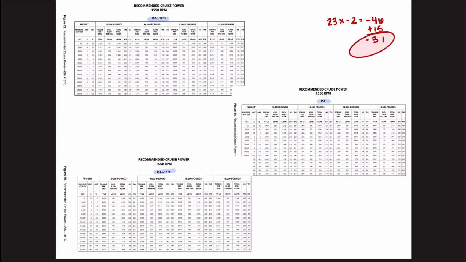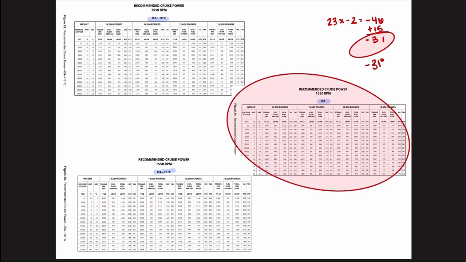Now that we've figured out that ISA at 23,000 is -31 degrees, we're going to look at our operating conditions and see what exactly our temperature is. If you refer to your operating conditions, it tells you that the temperature outside is -31. So we are neither plus nor minus ISA. We are exactly ISA. So we're going to be using this figure here, figure 24.